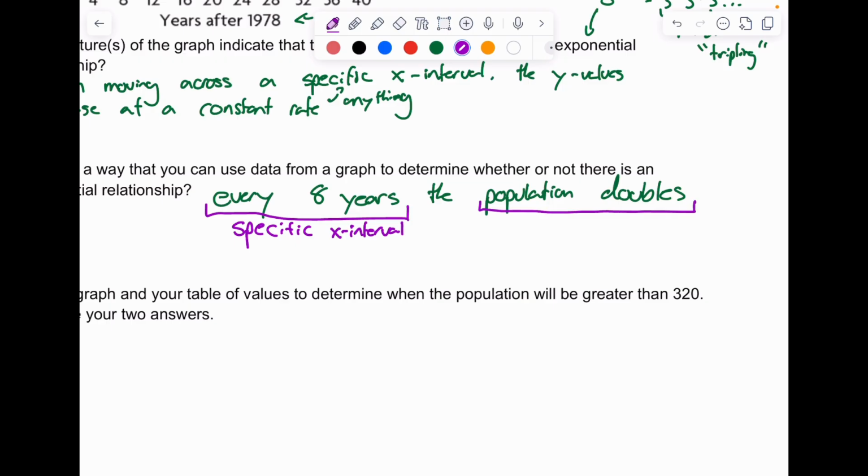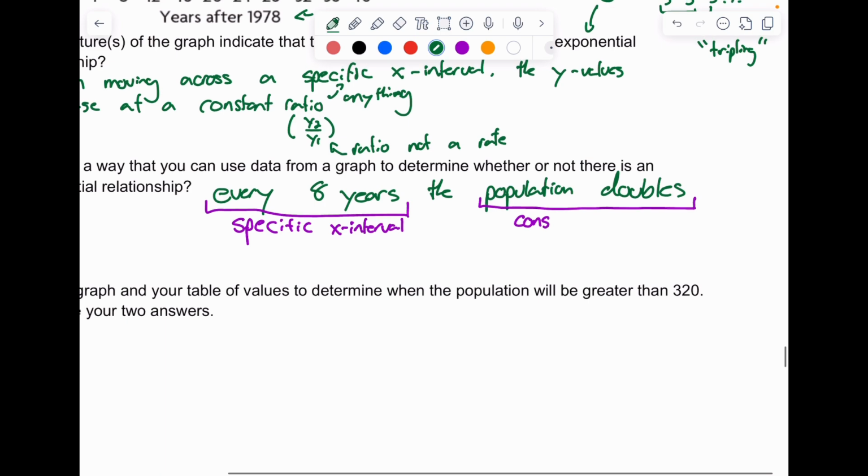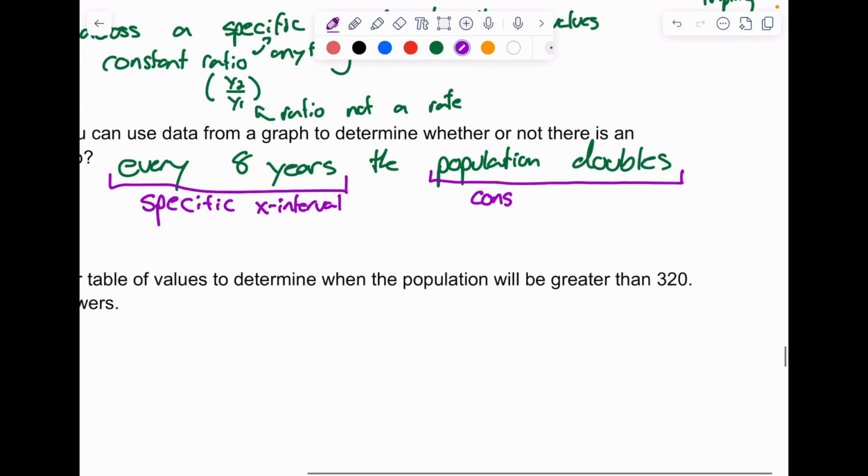This is the constant, and I said rate. Rate is the wrong word here, sorry, my apologies. Ratio, constant ratio, all right? Because it's y2 divided by y1. That's a ratio, not a rate. Okay? So this is your constant ratio.